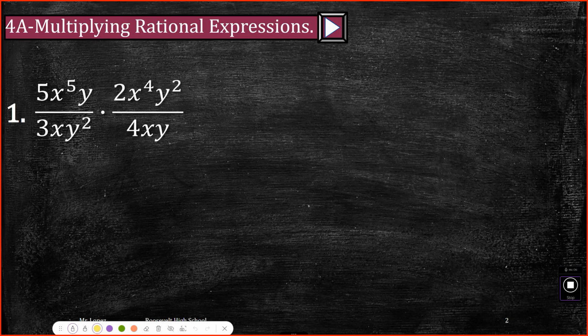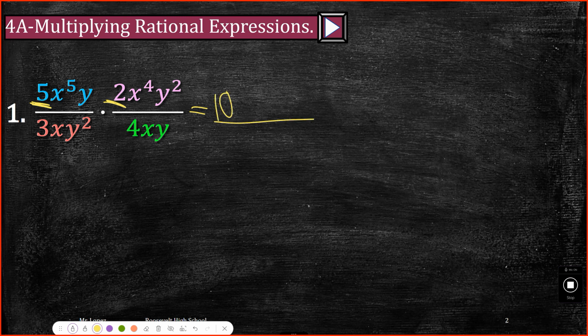Unit 4A, multiplying rational expressions. Problem number 1. You've got this expression multiplied by another expression. The coefficients are multiplied. Multiply 5 times 2. 5 times 2 will give you 10. Powers are added.